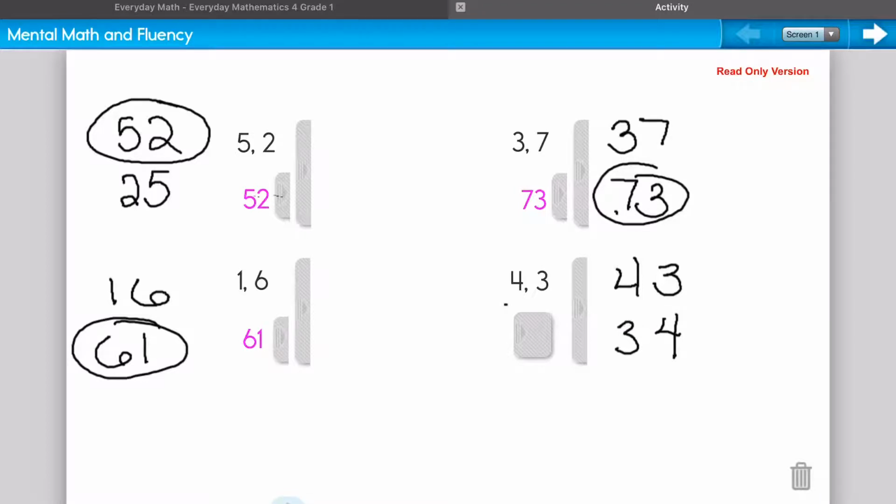Okay, friend. We have two numbers. Now we have to find the biggest one. Which one is bigger, 43 or 34? 43 is what he says. I'm going to circle it, and we're going to switch. And 43 is correct. Good job, friend. You want to try some more?